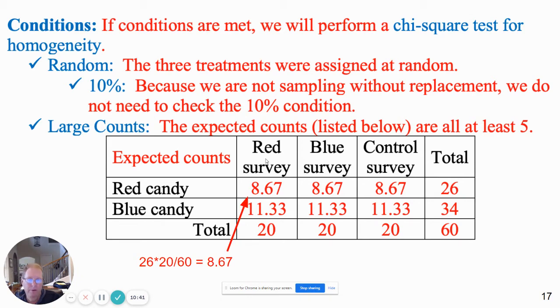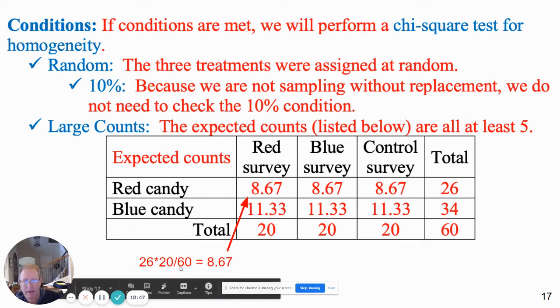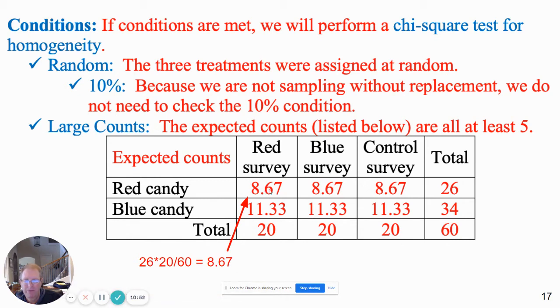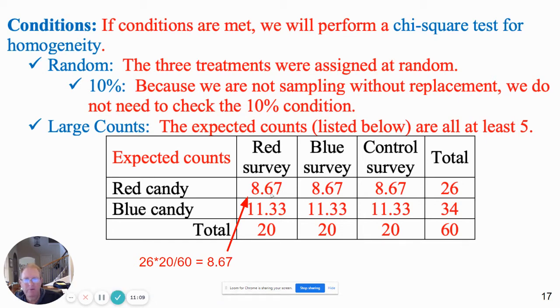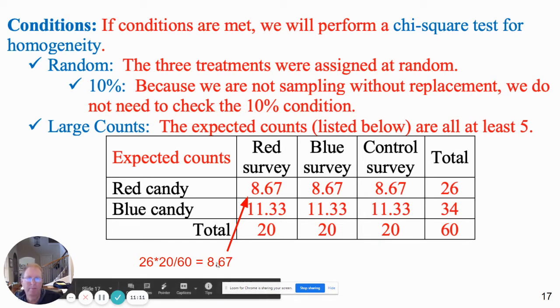And when you create your table with expected counts, I want you to show me how you did at least one of the cells. So in this cell right here, the cell for red survey and red candy, I take the row total of 26 times the column total of 20 divided by the table total of 60, and I get 8.67. So you have to calculate all expected counts and show me the work for one of them.